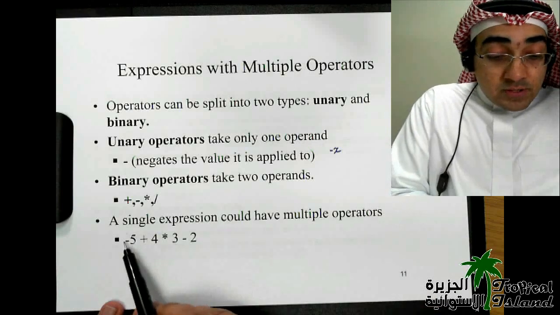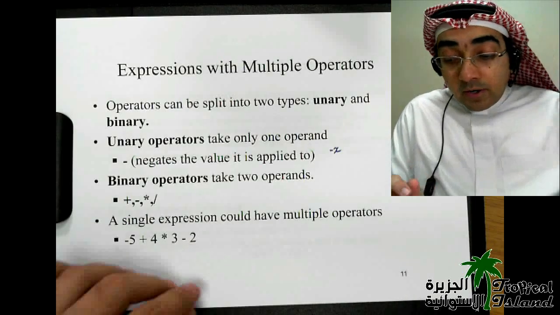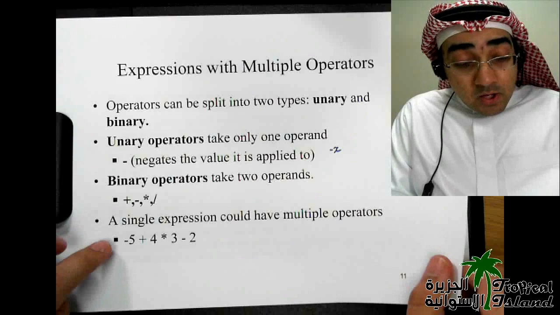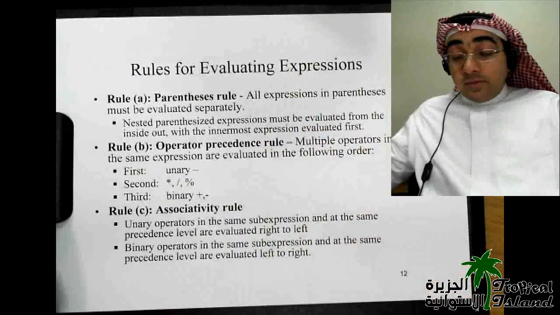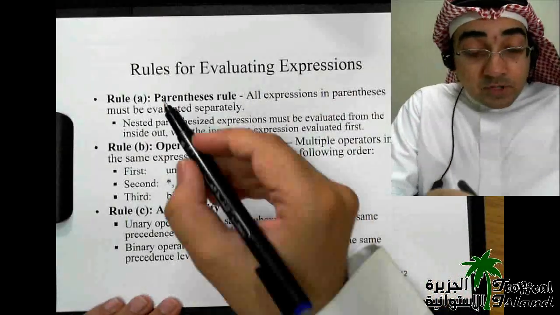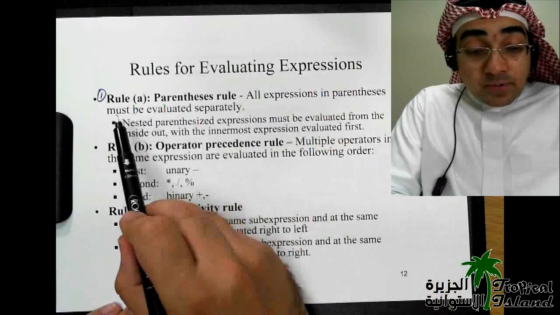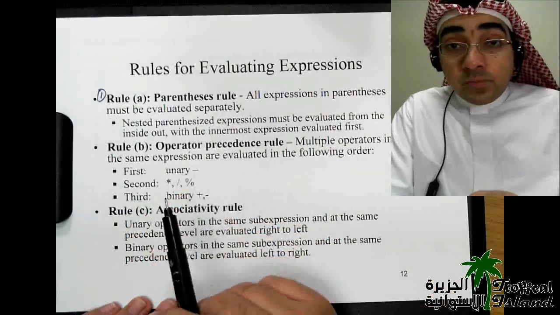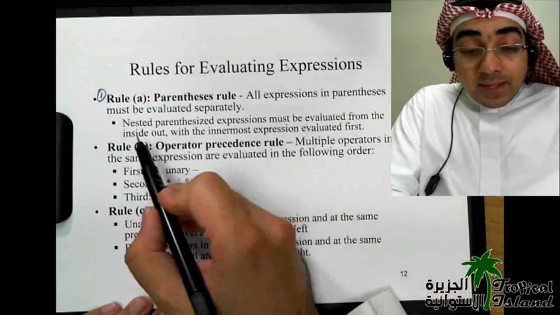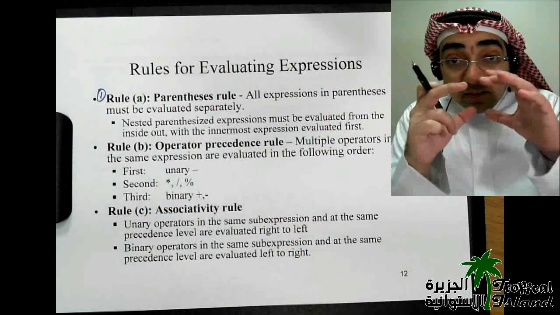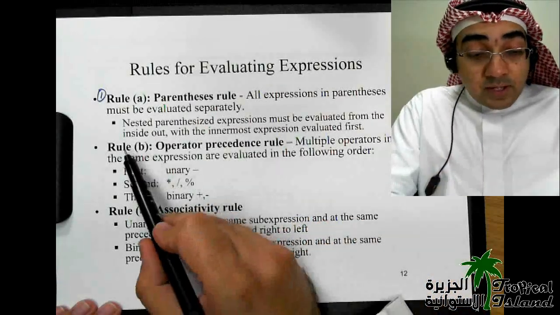An expression such as this can have unary as well as binary operators. Unary operators are just like the -5, and the rest over here are the binary operators. So how do we evaluate an expression such as this in C, which has unary and binary operators? Here are the rules for evaluating an expression. Rule number 1 is the parentheses rule. All expressions in parentheses must be evaluated separately. So you first start with the parentheses, and you evaluate each parentheses separately. Nested parentheses expressions must be evaluated from inside out. So you take the inner parentheses and then go out till the outside parentheses, or the brackets, with the innermost expression evaluated first. So this is the first rule.